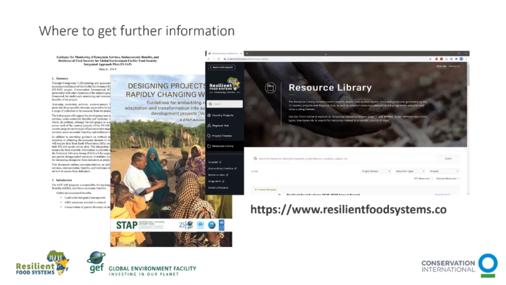Where can you actually get these resources? Well, these resources, and then also information on many of the other tools that I've mentioned, is available on the Resilient Food Systems website. You'll see there it's at resilientfoodsystems.co. I'd suggest you certainly visit that site because there's a lot of useful information there available on, of course, the projects themselves, but then also on the various tools that I've mentioned.